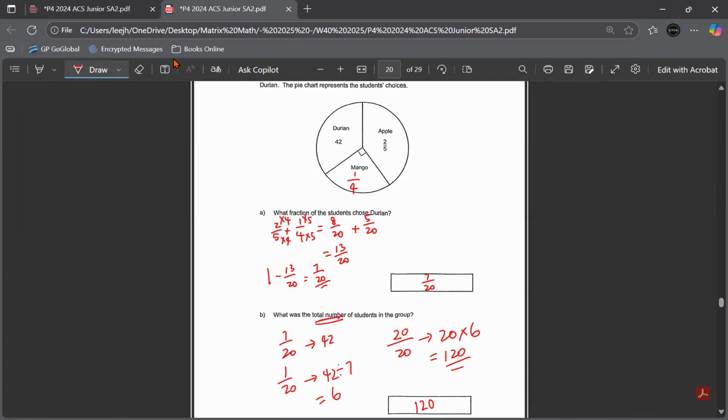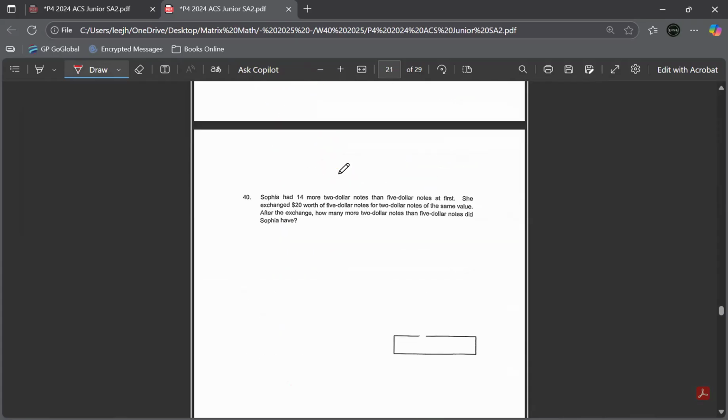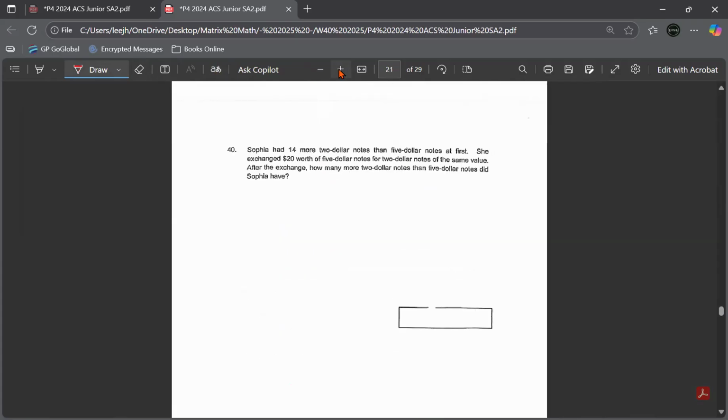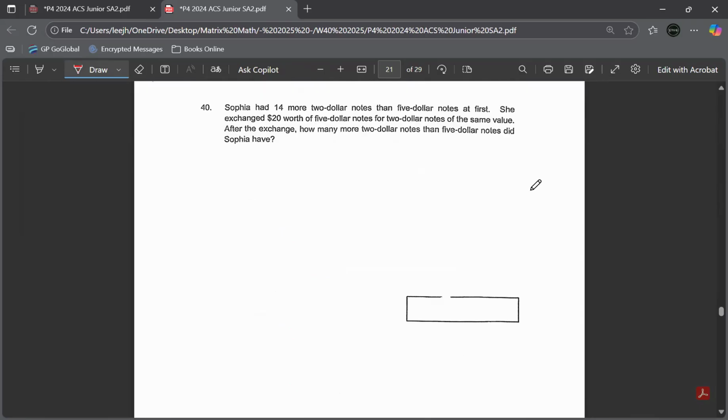All right. Question number 40. I think I enlarge this easier. Sophia had 14 more $2 notes than $5 notes at first. She exchanged $20 worth of $5 notes for $2 notes of the same value. After the exchange, how many more $2 notes than $5 notes did Sophia have?